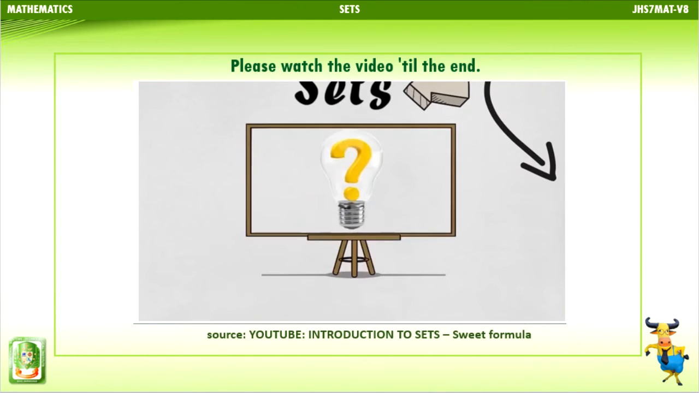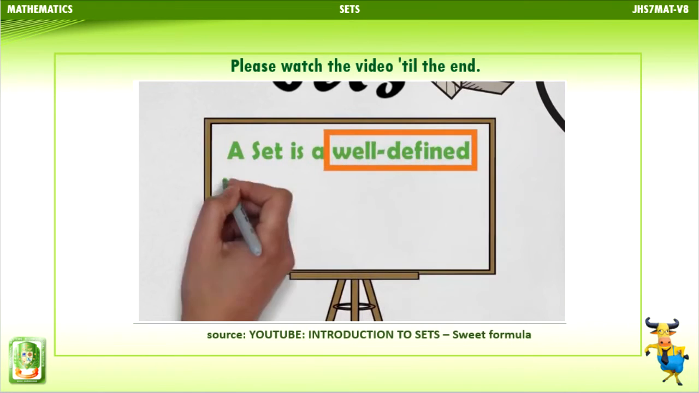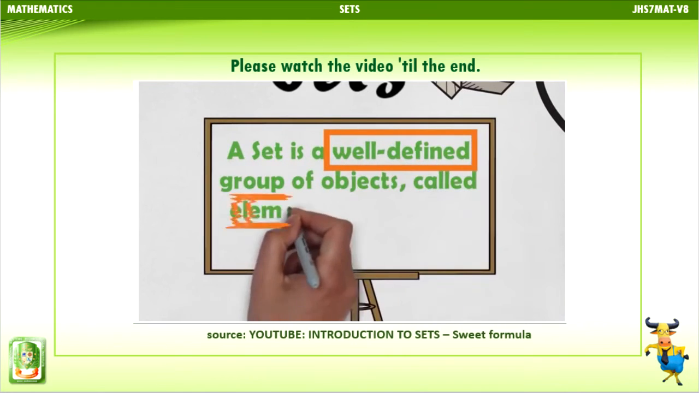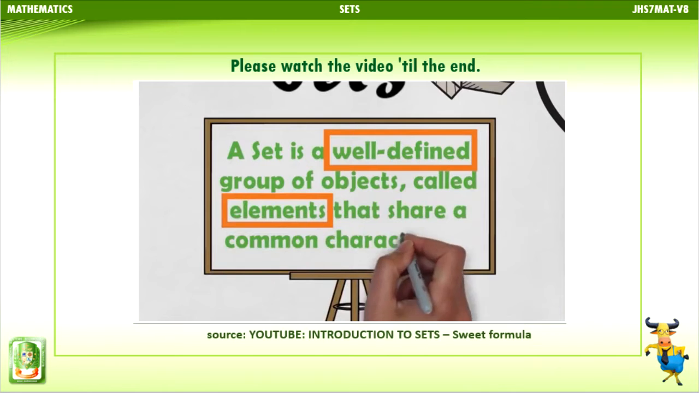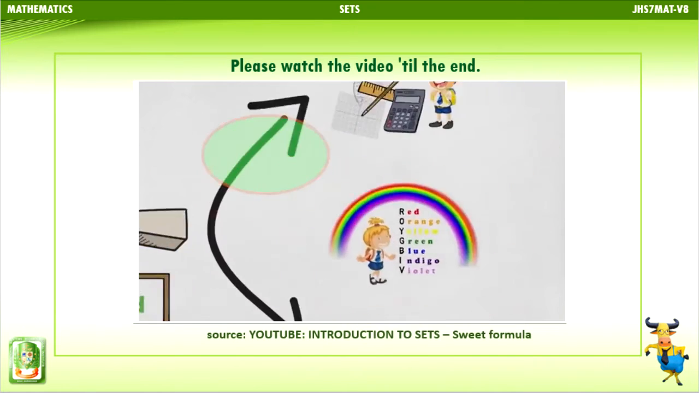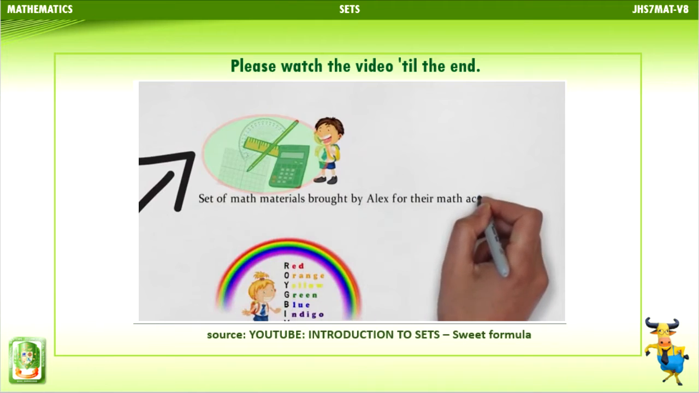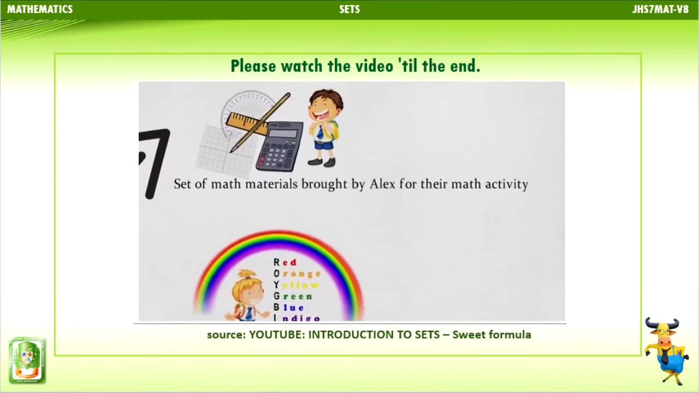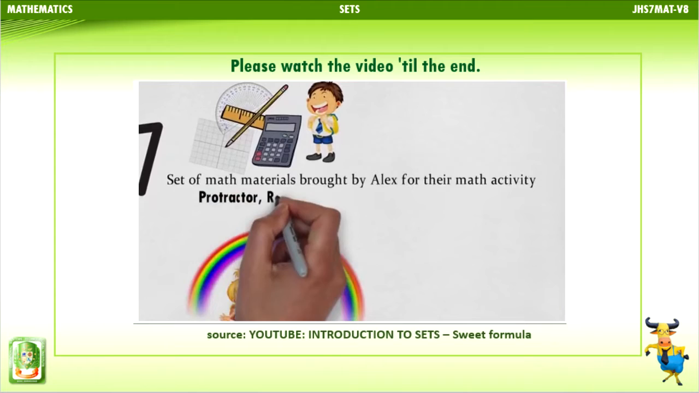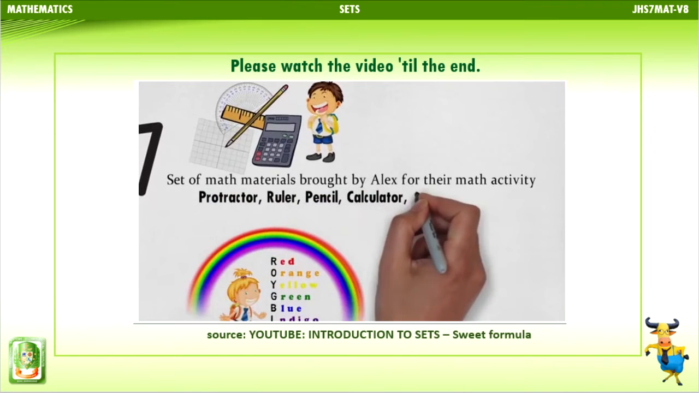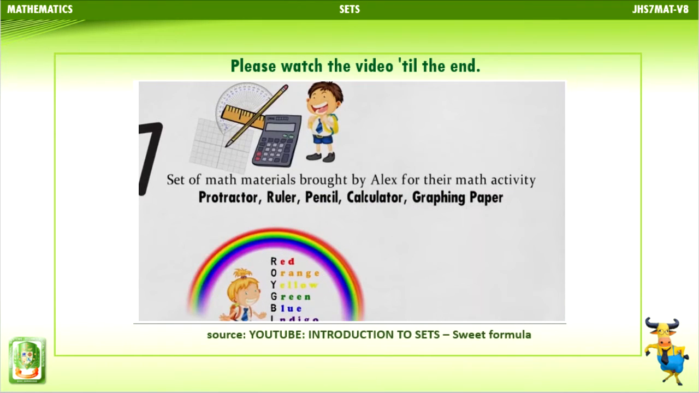So what is a set? A set is a well-defined group of objects called elements that share a common characteristic. So we can call this group the set of math materials brought by Alex for their math activity, consisting of the elements protractor, ruler, pencil, calculator, and graphing paper. Obviously, these objects or elements share a common characteristic. These are the only math materials brought by Alex.